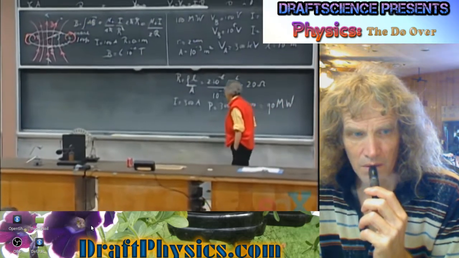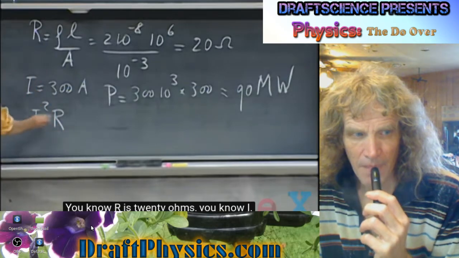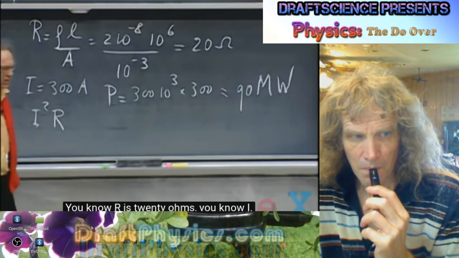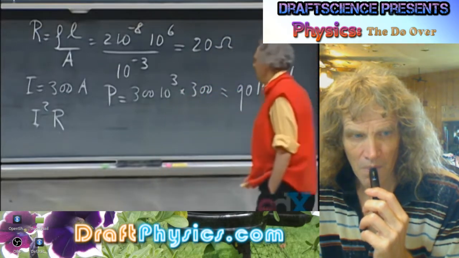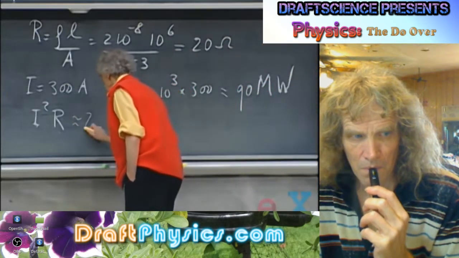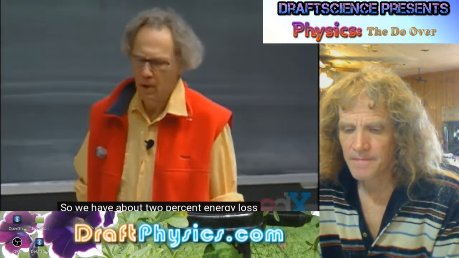So you can calculate now what the loss is. The loss is I squared R. You know R is 20 ohms. You know I is 300 amperes. And so you'll find that you have about 2 megawatt loss. That's not bad. 2 out of 90. So you have about 2% energy loss in transportation.